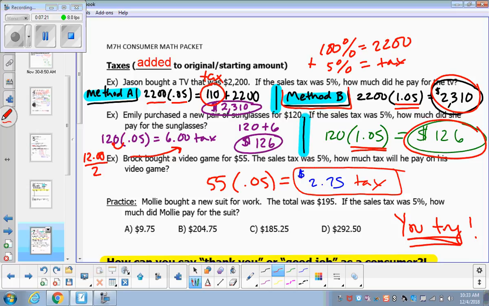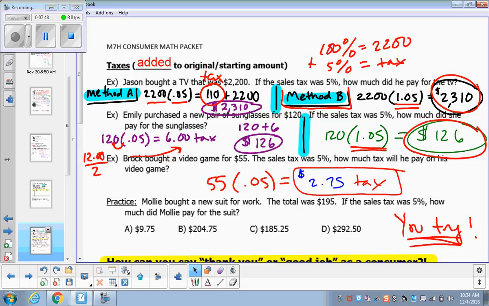All right, for the next one, Brock bought a video game for $55. Sales tax is 5%. How much tax will he pay? So for this one, we need to use method A because we're only being asked to multiply by the 5% sales tax. The question is not asking us for the total cost of the game, so we would not want to go with method B.